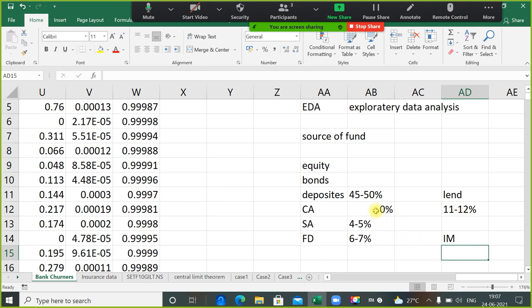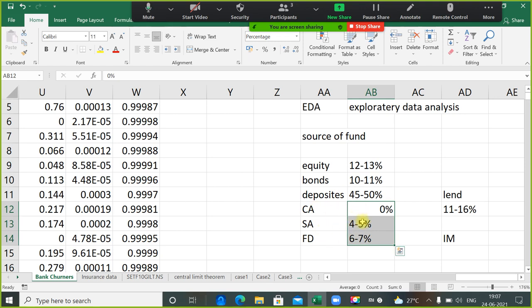For that reason, they are highly concentrated towards deposits, because equity may cost them 12 to 13%, and bonds may cost them 10 to 11%. So here the interest margin will be very less. The lending rate depends, like 11 to 16%, up to 16-17% also they will take, depending upon the creditworthiness of the customer. So the cost of sourcing for a bank will be very less from the deposits.